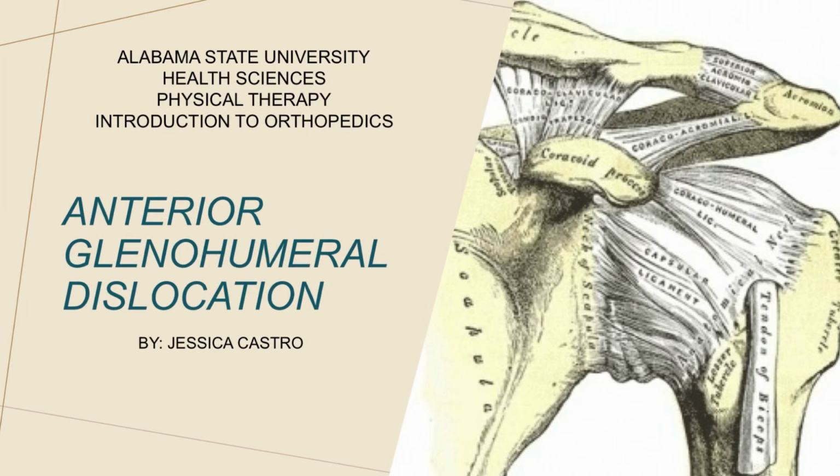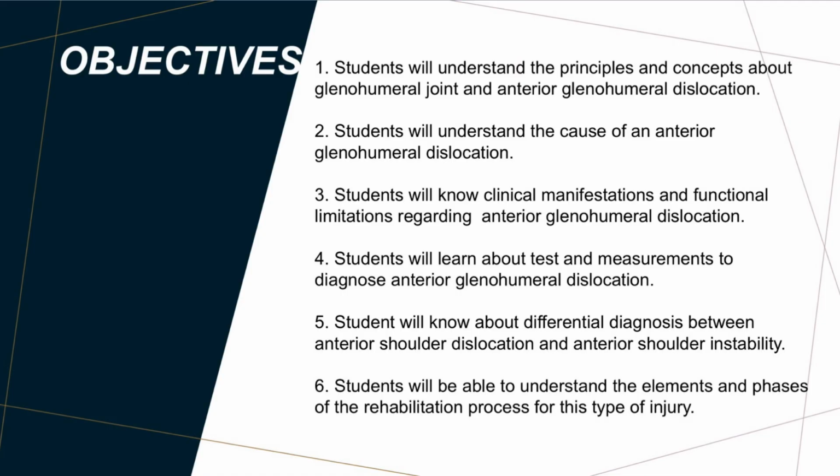The topic I'm going to present today is the anterior glenohumeral dislocation. Some objectives are that the students will understand the principles and concepts of the glenohumeral joint and anterior shoulder dislocation. They will understand the cause of this injury. They will know the clinical manifestations and the functional limitations with a shoulder dislocation.